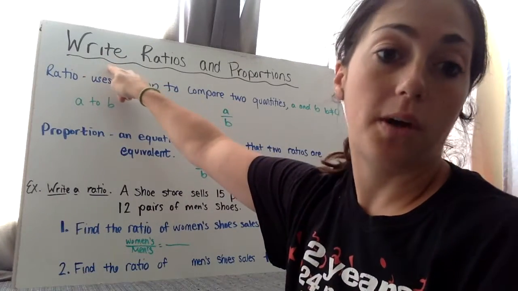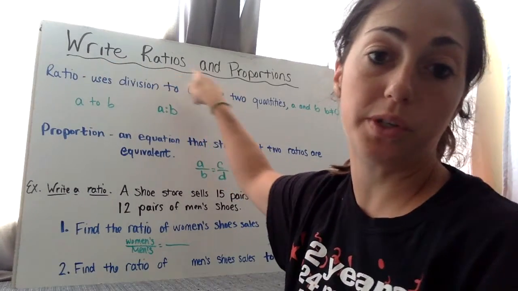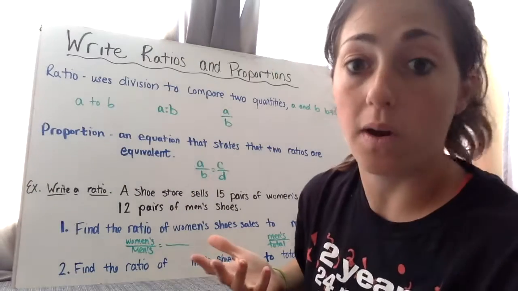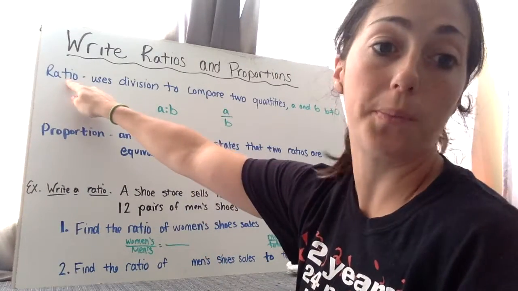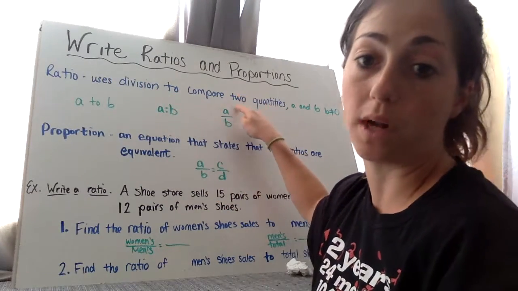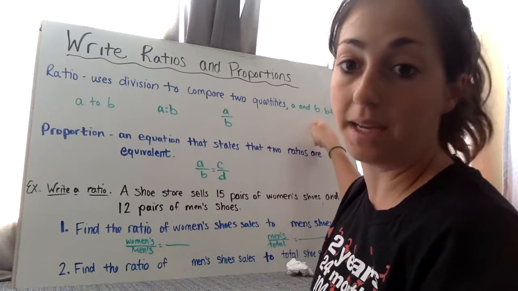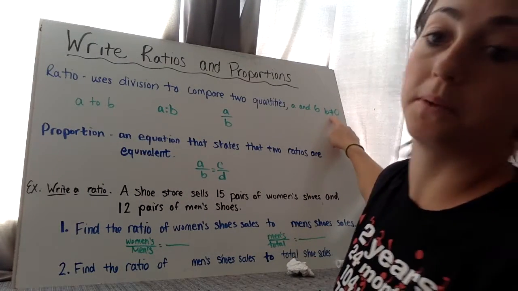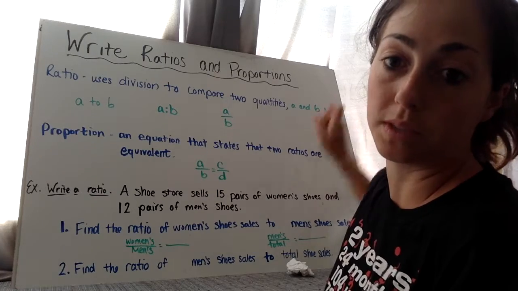Hey, today we're going to talk about writing ratios and proportions. So let's just talk about what they are. First things first, a ratio uses division to compare two quantities, A and B, whatever they are, and B cannot equal zero. That symbol is a not equal to zero symbol.